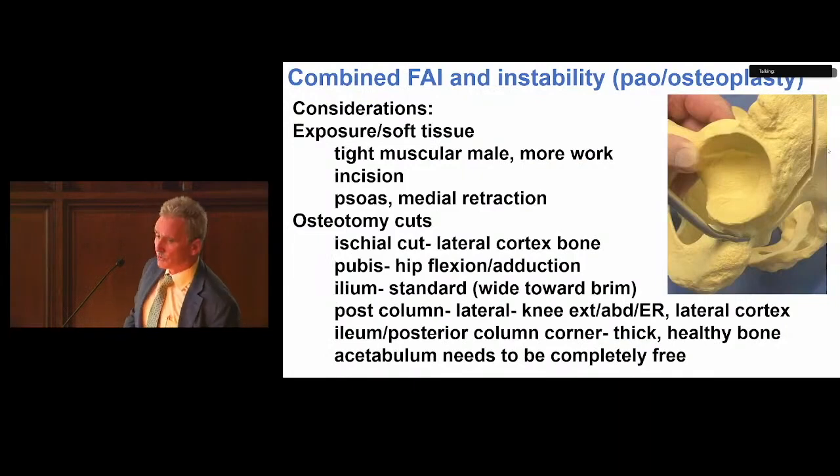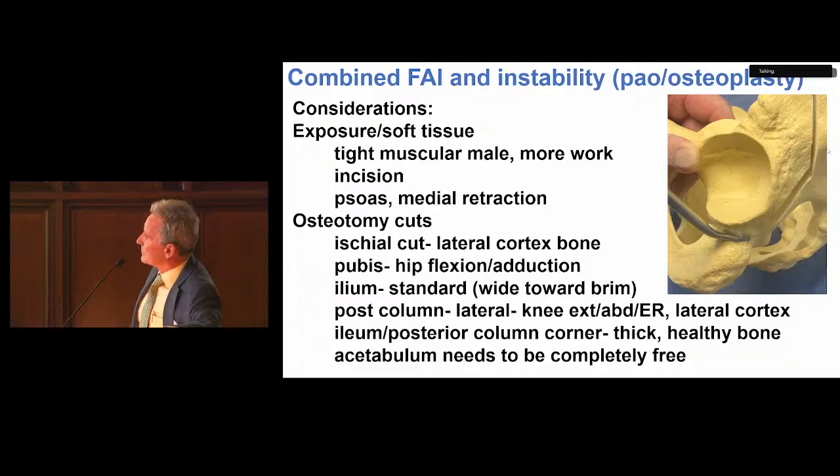So big male, more work. Don't skimp on the incision. The psoas in these patients is a little different than in the small female. This is a big guy with huge muscles and a big tight psoas, but less of a concern in terms of medial retraction just because he, I think, self-protects when we make the ramus cut.